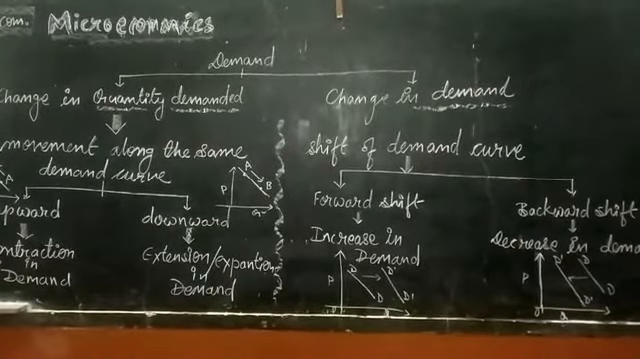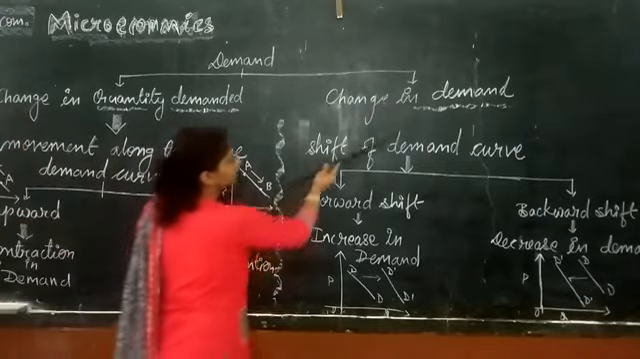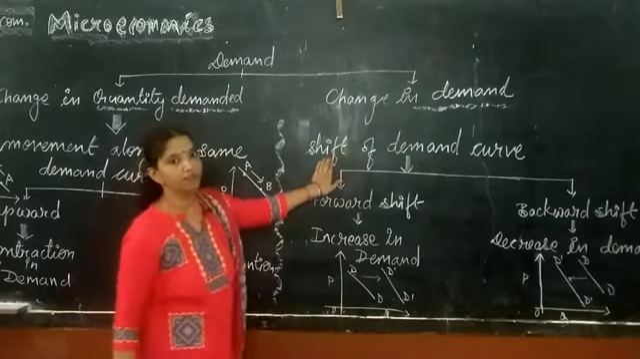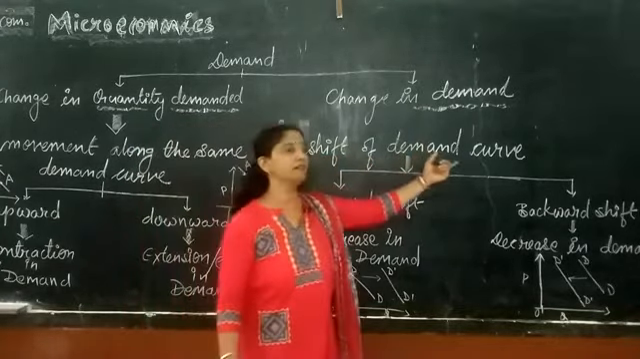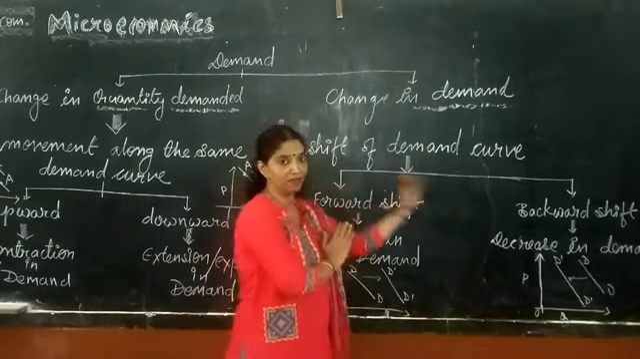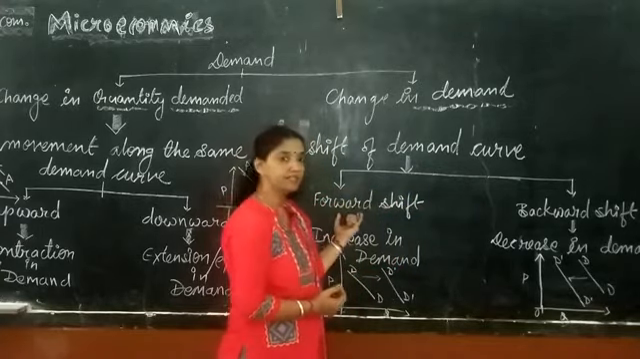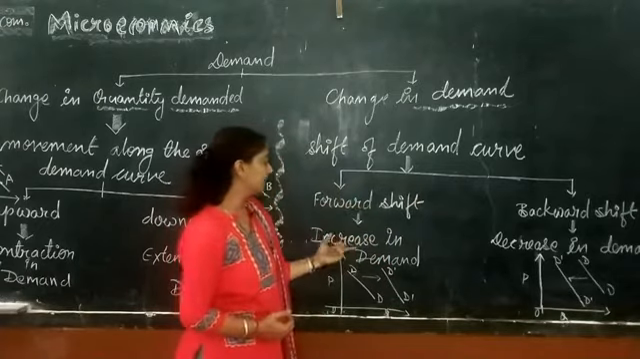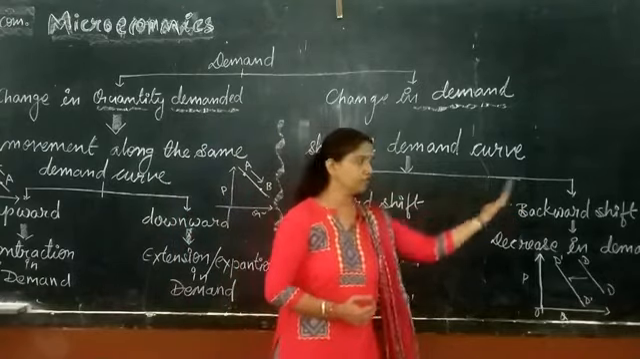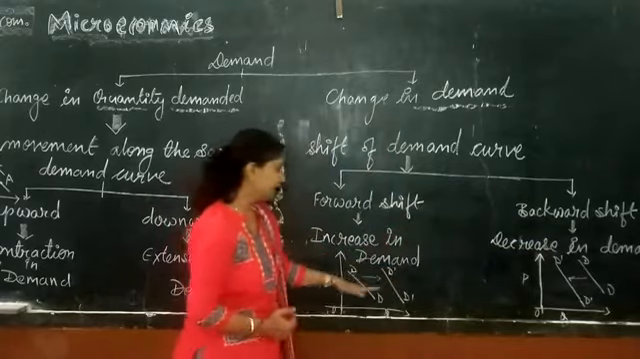Next is change in demand. Change in demand can be studied with the shift of the demand curve, and the shift of the demand curve is also of two types. The shift of the demand curve may be forward and the shift of the demand curve may be backward. If the demand curve shifts forward, we can say that there is an increase in demand, and if the demand curve shifts backward, then there will be a decrease in demand, just like this.